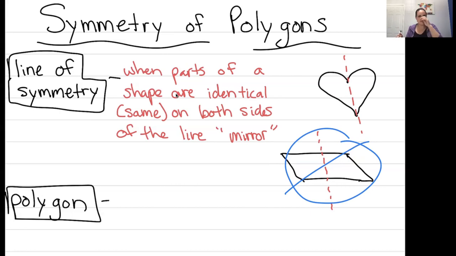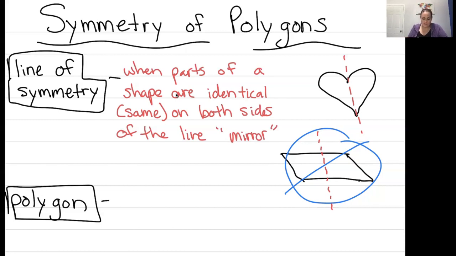It's not exactly the same on either side of the line if I were to fold them and make them meet. Okay, so that is a line of symmetry. That red line that we've drawn that splits a shape is a line of symmetry. And some shapes have more than one line. Some of them have none, like we looked at with that second example. So just keeping that in mind as we go along.